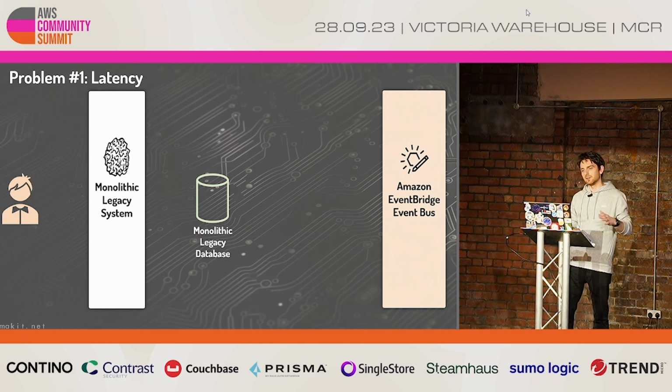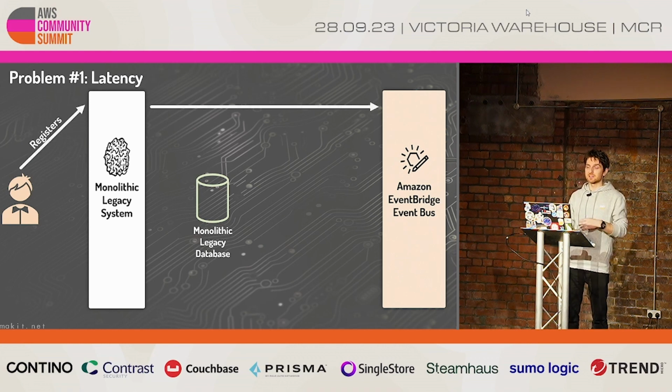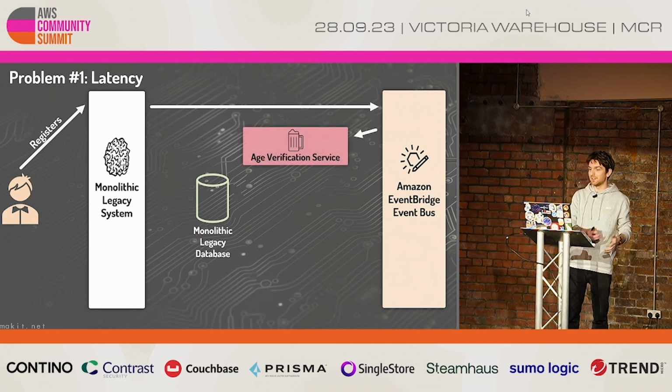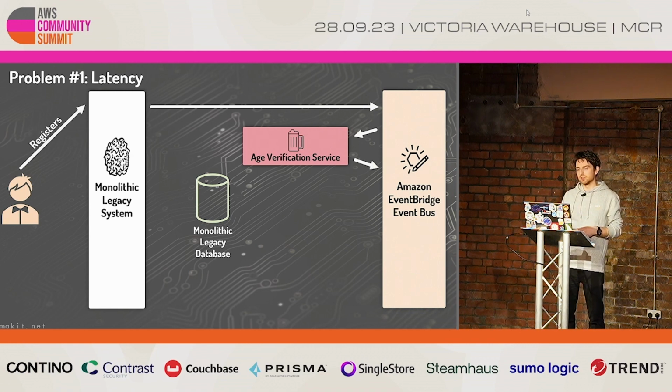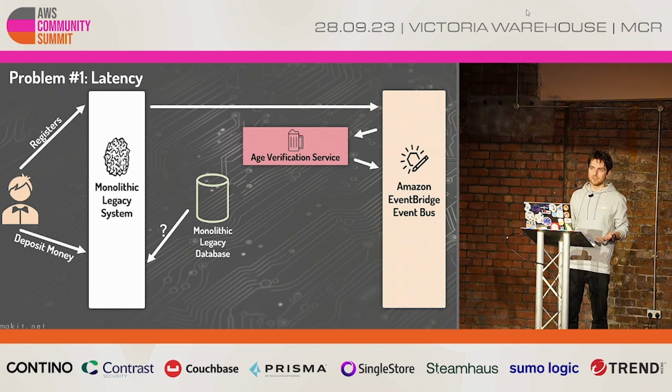So if we just walk through a little example just to show this, that person registers and we get our events into the event bus, and like I said before, it's going to send that to the age verification service. And that'll just publish its result. But at this point, that user might go to the website and try and deposit money. So the monolith will go to the database, and there's no failure there saying that they failed the check. So either they're going to get an error, or they're going to be allowed to deposit money, where it's not got the result it needs.